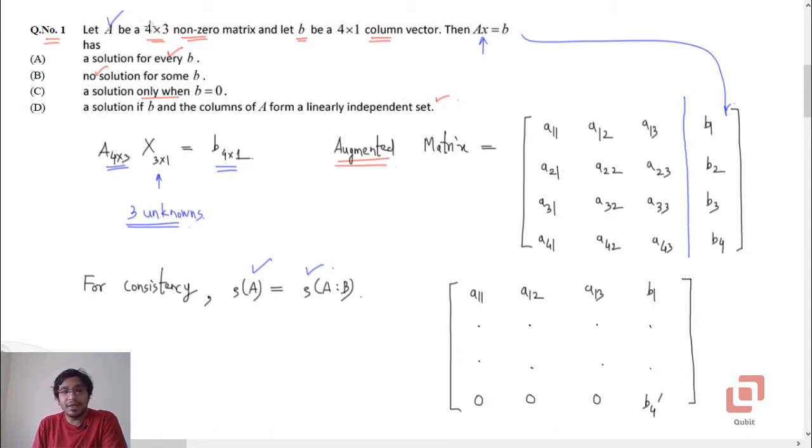Now observe this. The rank of A is going to be less than or equal to 3, obviously, because the row rank and the column rank are the same and the minimum among the two is 3. So the rank of A can be 3 or less than 3, which means it is possible to make the last row of A a row of all zeros by performing row transformations.